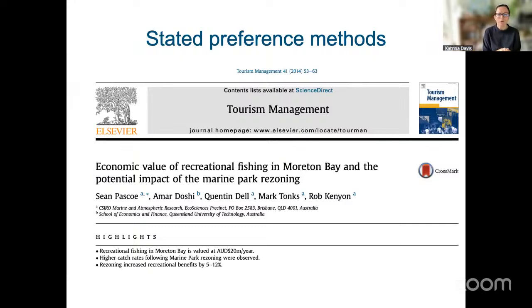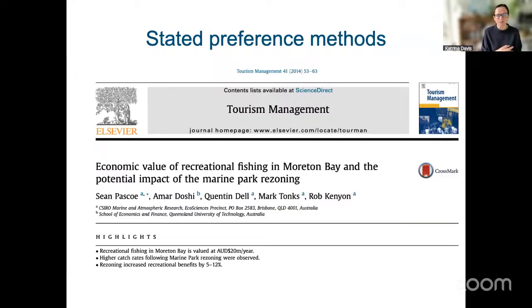So Moreton Bay is right next to Brisbane, and it's a really large, beautiful marine setting, which has a lot of recreational fishing. And the concern was that they were rezoning the marine protected area. They were changing the activities that were allowed in different areas. And so these authors did a stated preference study.